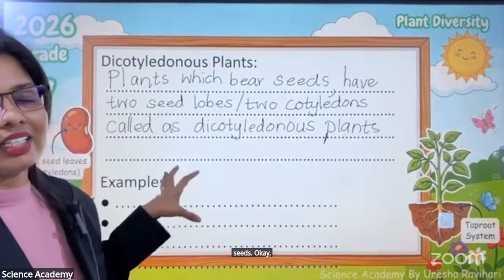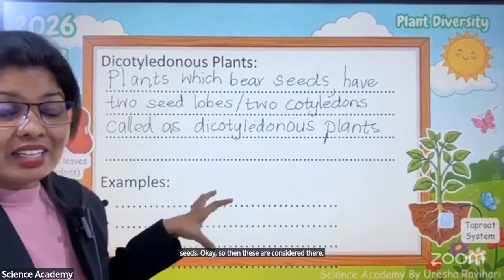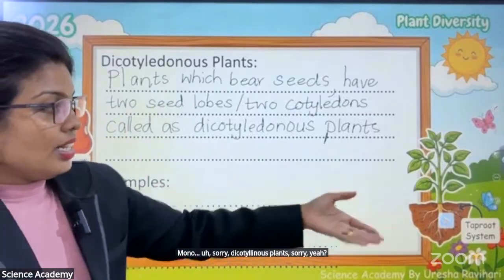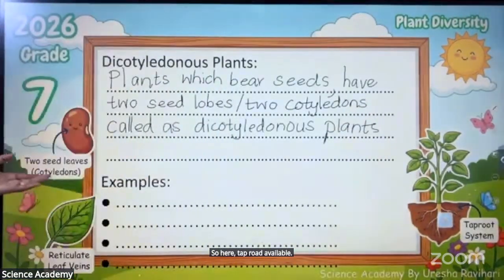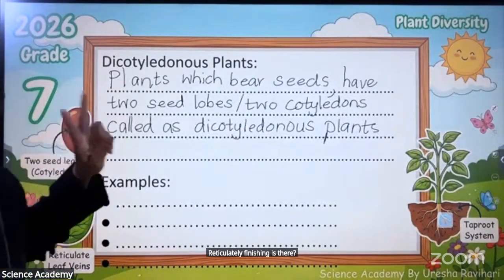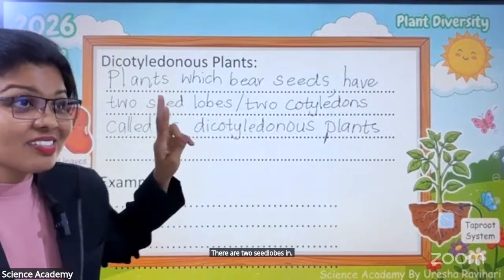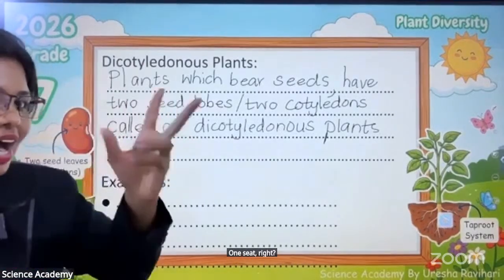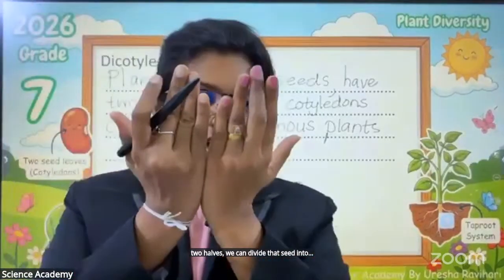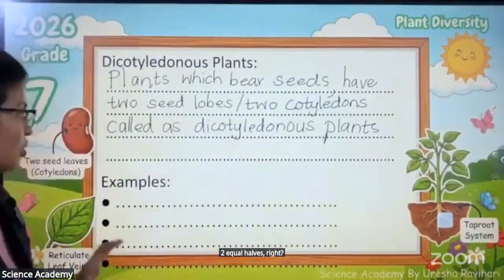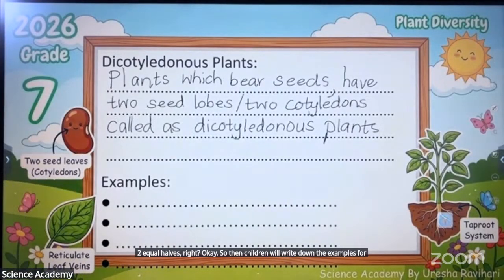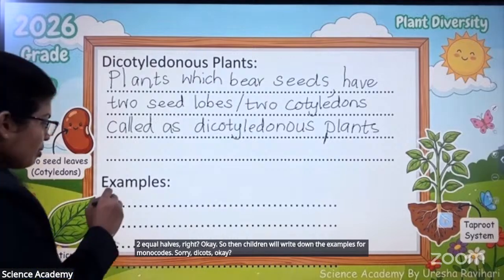Okay, so then these are considered as dicotyledonous plants. So here a taproot is available, reticulate leaf venation is there, and there are two seed lobes in one seed. We can divide that seed into two equal halves, right? Okay. So then, children, write down the examples for dicots.